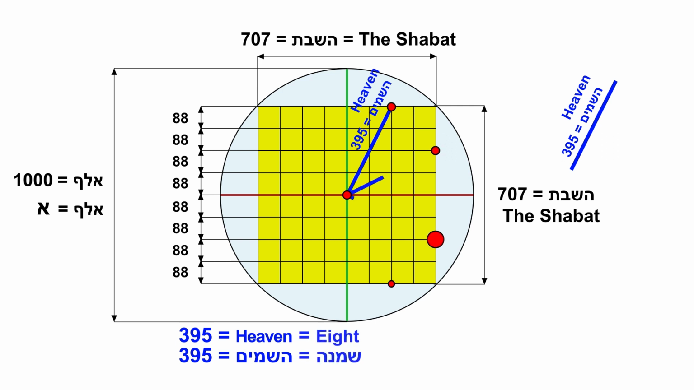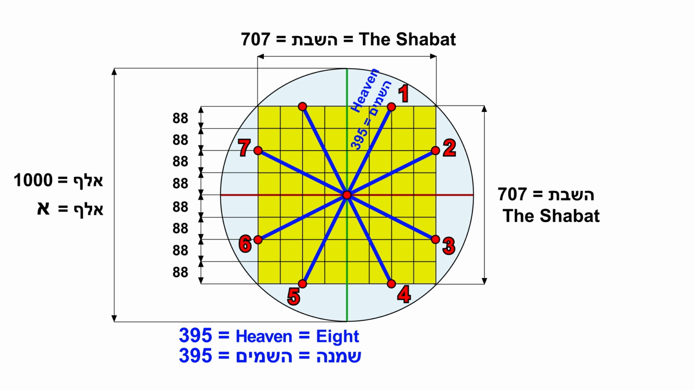395 also means 8, and indeed 8 rays of heaven emerge from the center of the circle and Shabbat. In the beginning, God created the Shamayim, 8, heavens, Shemona, Hashamayim, 395.